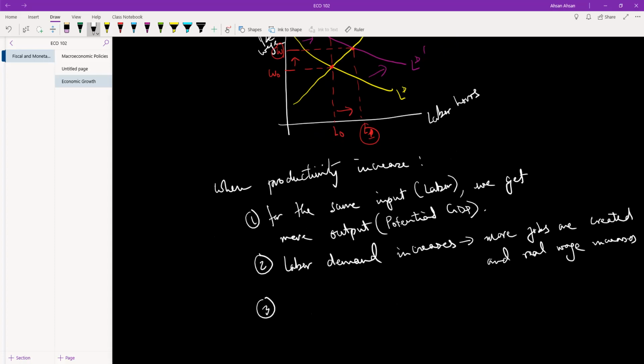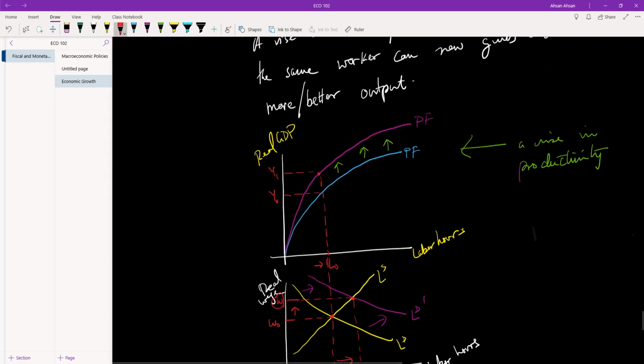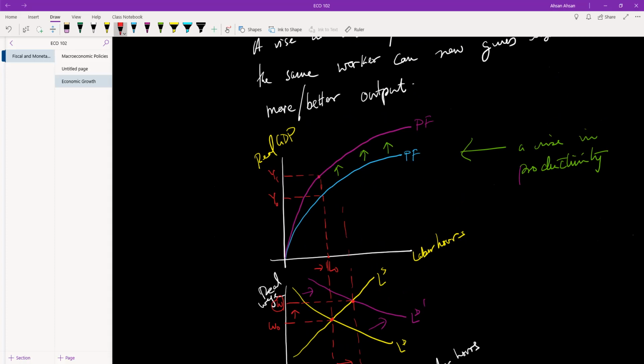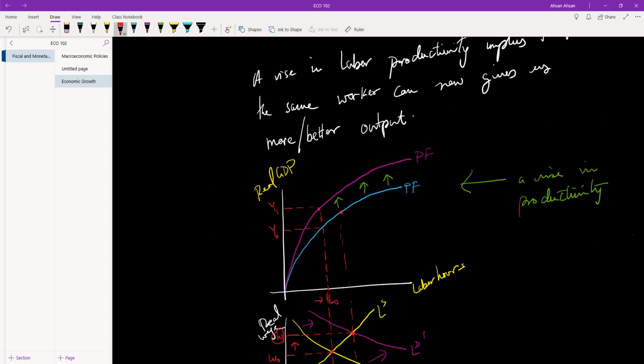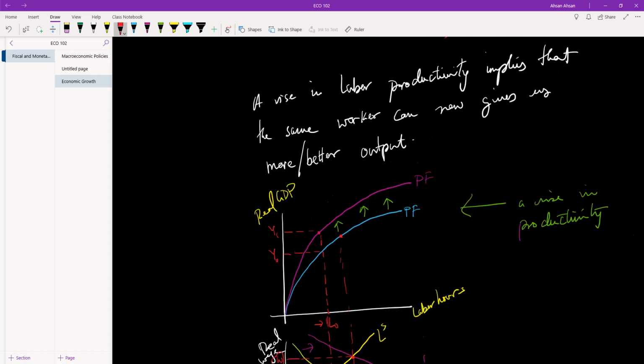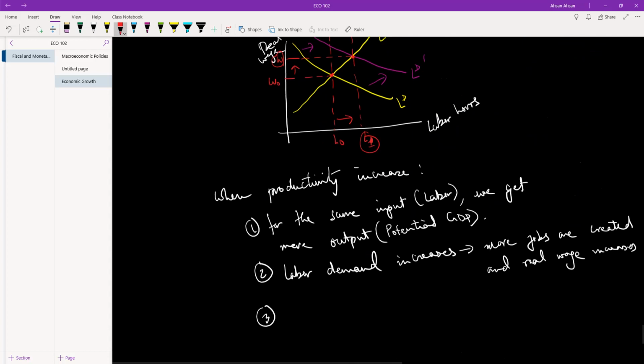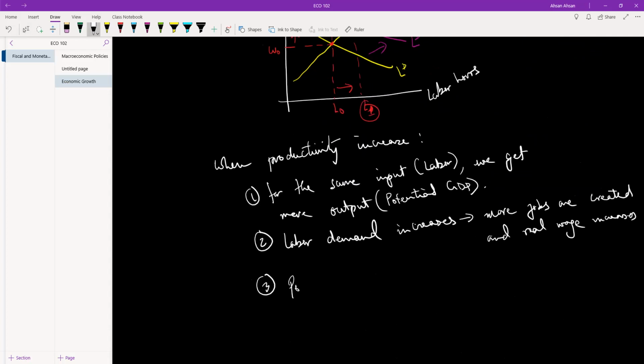Story isn't over yet. What's the third thing that happens? Labor demand has gone up. As a result, we once again have to extend this. This is going to go up. This is where we would have been in the initial production function, but we have a new production function. So this is where we end up, and real GDP, which was at point A, then moved to point B, now moves to point C, and of course this is higher, y2. So the third thing that happens is potential GDP increases again.